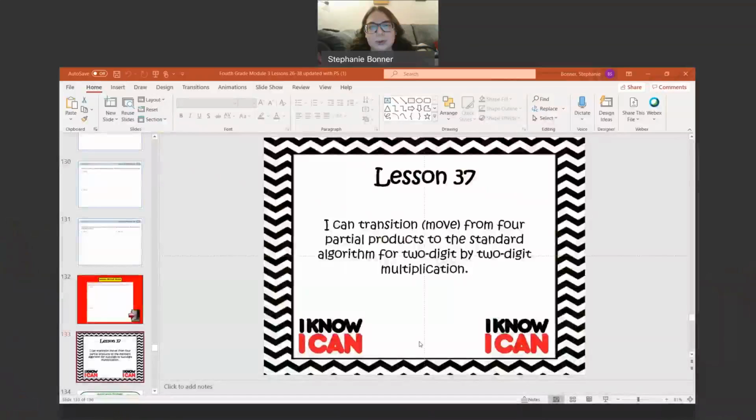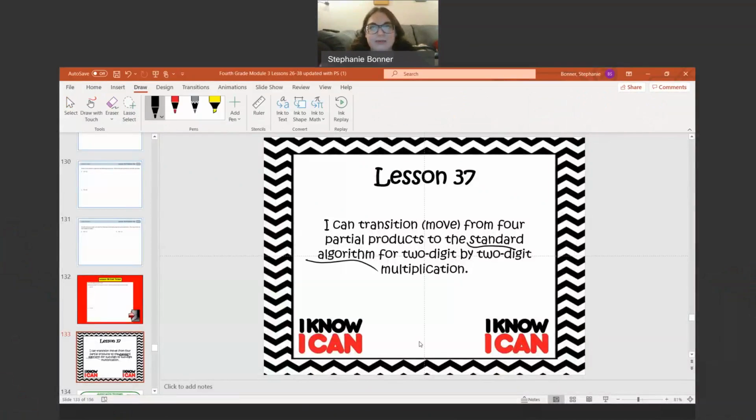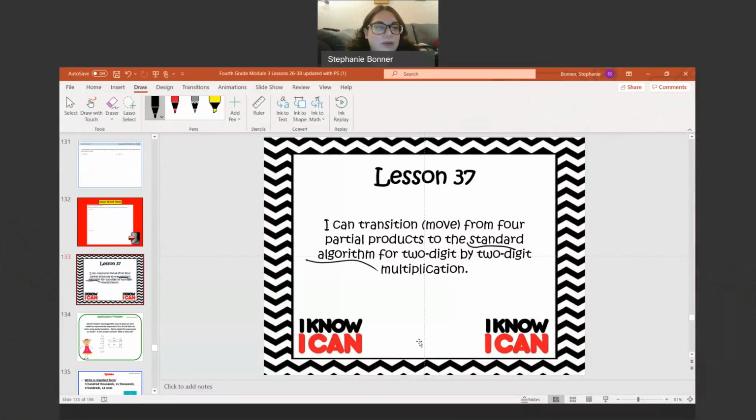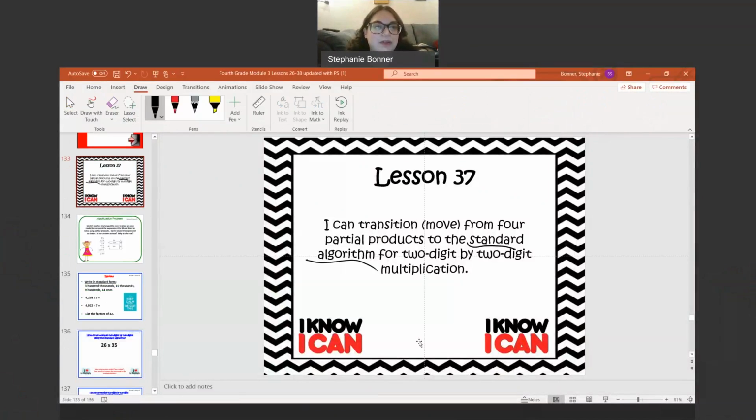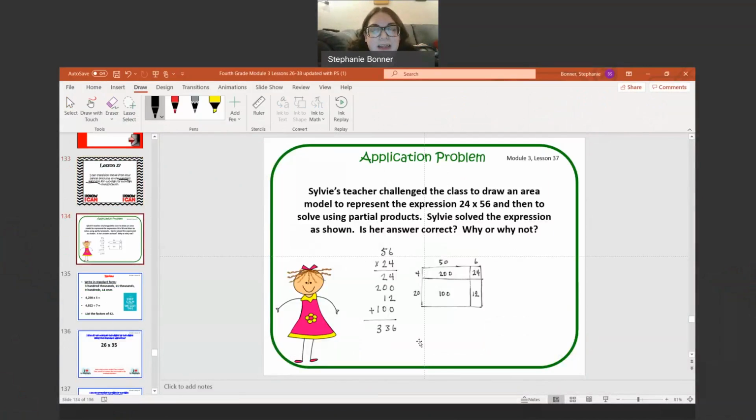I can transition or move from the 4 partial products to the standard algorithm for 2-digit by 2-digit multiplication. So notice that we are going to do the standard algorithm. I'm still going to do the 2 partial product or the 4 partial product as needed, but I'm also going to show you how to do the standard algorithm. So I am going to skip the review slide again, and I'll do that during the lesson if you wanted to come to the lesson.